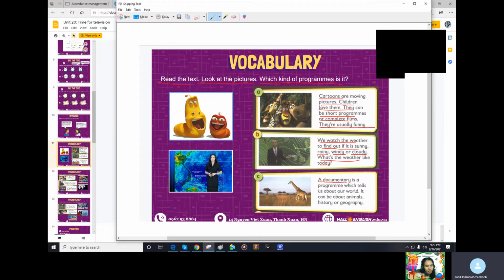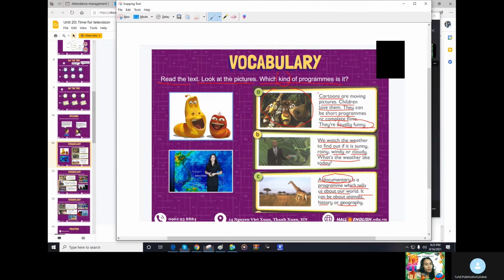A documentary is a program which tells us about animals, history, or geography. Very good. So we are going to talk about what kind of programs these are. So in letter A, what kind of program is this? Can you guess? I think it's a cartoon. It's a cartoon program. Very good. And they're usually funny.